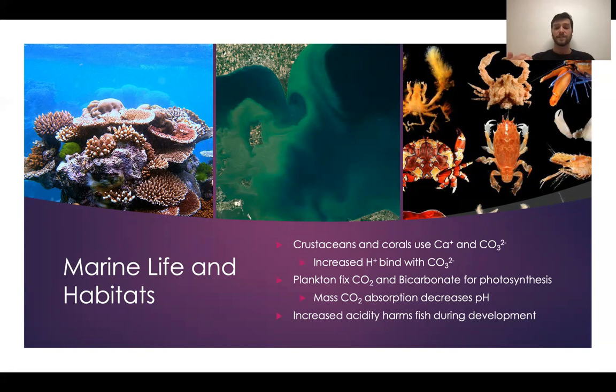Plankton also fix CO2 and bicarbonate, which is the product of carbonate ion and carbonic acid. They use this for photosynthesis, and this decreases the oxygen levels of the water. As I mentioned earlier, in this middle picture, you can see this algae bloom from space. It's very massive. All that area in very dark green is algae, and you can imagine those are oxygen deprived areas where it's very hard for fish to thrive.